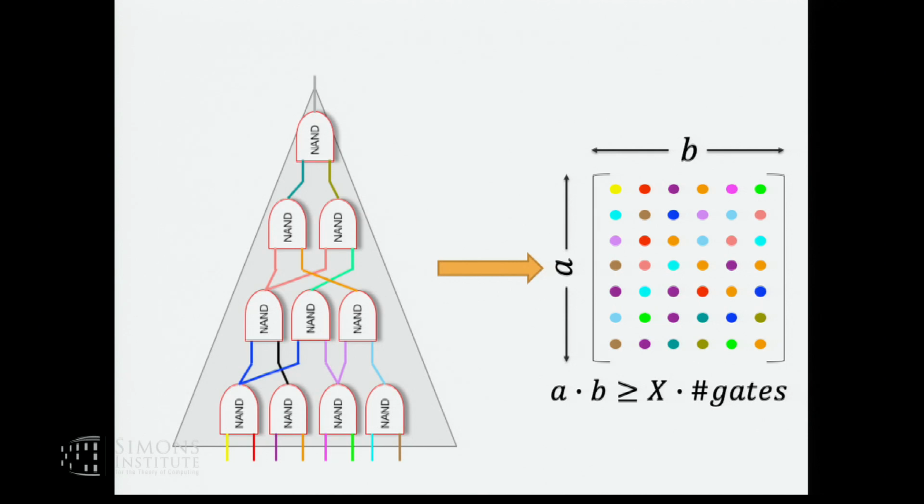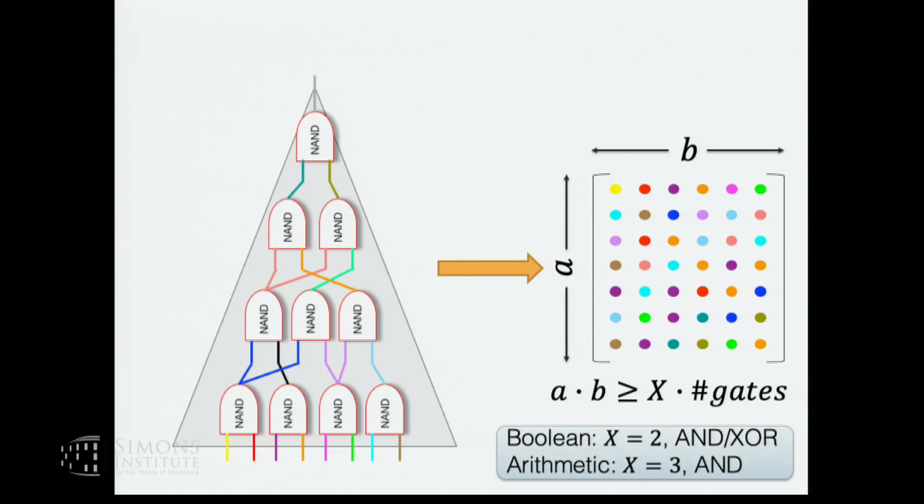So this is the constraint: A times B is X times the number of gates. The Boolean setting requires X equals 2, where we count the number of gates to include both AND and XOR. But you can also move to the arithmetic setting for GF2 and take 3 and count the number of multiplication gates. You can choose which one gives you better parameters. But the takeaway is that you have to repeat it 2 or 3 times in this matrix, and you need to arrange it in some specific order that I won't talk about, but this is the first step that the prover takes.